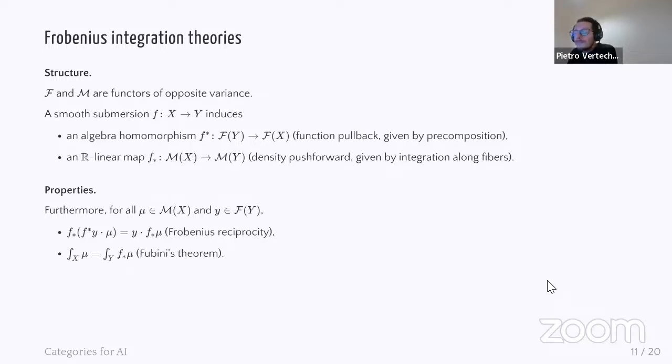And the second law that should be respected is essentially Fubini's theorem. What it says is that the global integral of some density mu can equivalently be expressed as the integral on Y of the fiber-wise integral of mu. So it's the same to integrate on the whole manifold or to integrate along fibers and then integrate on the base space.